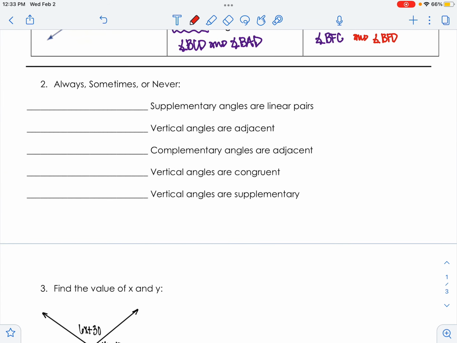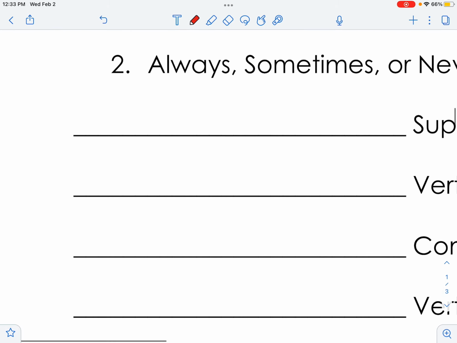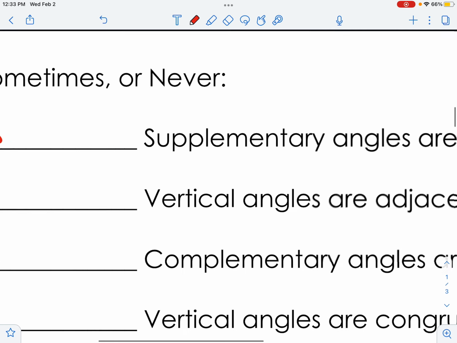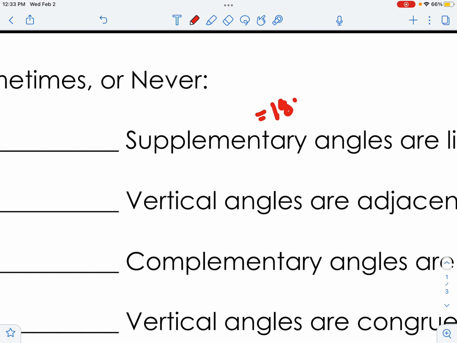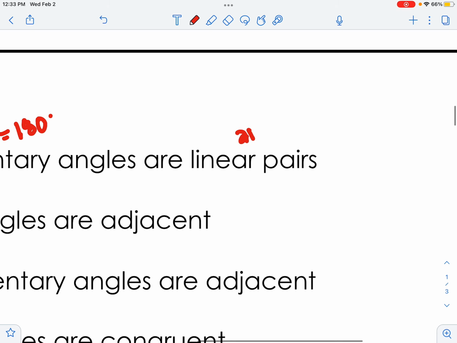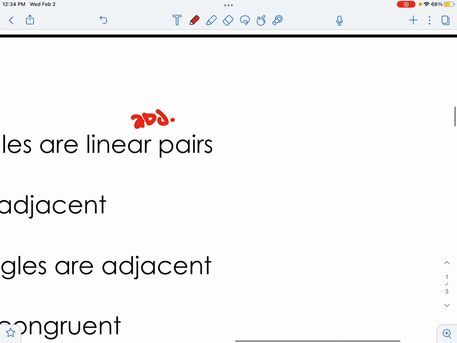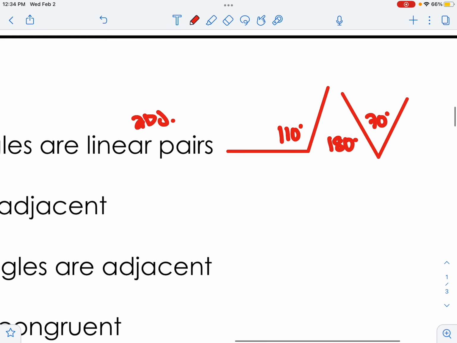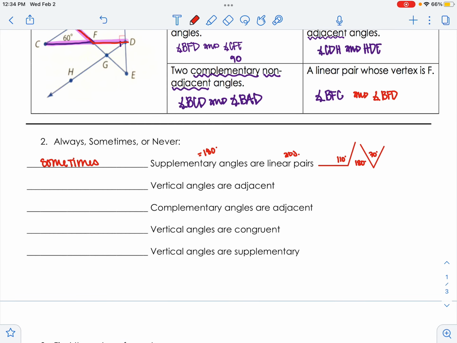All right, I'm going to now go into example 2, the always, sometimes, or never. And here we go. All right, supplementary angles are linear pairs. This is going to be sometimes. Because supplementary angles means that they have to add up to equal 180 degrees, but linear pairs mean that they have to be adjacent. And we know that we could have two angles like this, where let's say that's 110 degrees, and then we have this angle that's not adjacent to it, and that's 70 degrees. And those would still add up to 180 degrees, but that's not a linear pair. So that's why it's sometimes, okay?